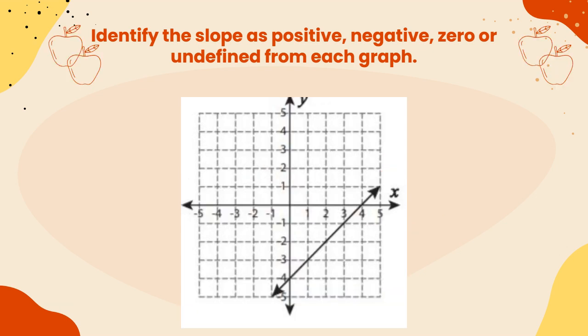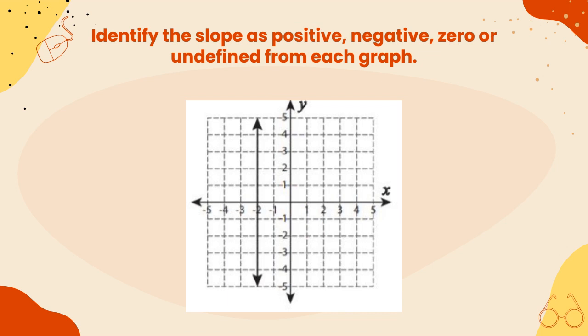And for this one, identify the slope as positive, negative, 0, undefined, or nothing, because there is no other option. Okay, for each graph, if I start at my y-intercept, am I going up or down? I'm going up. And remember, if I go up, up, up, up, that means it is positive. Good job. Okay, last one together, and then you're going to do some on your own. So identify the slope as positive, negative, 0, or undefined from each graph.